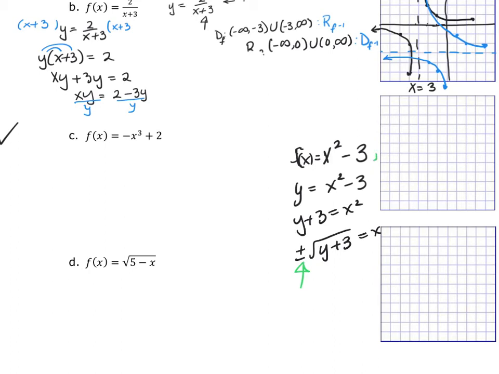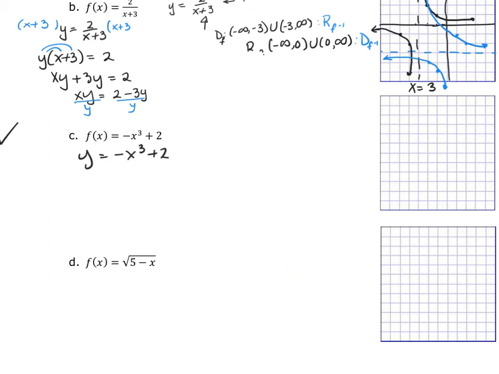And if you remember, we said, okay, if we restrict that at x greater than or equal to 0, then we will have 1-to-1, but otherwise, without that restricted domain, it is not 1-to-1. So going back to this one, we're going to do the same kind of thing. y is equal to negative x cubed plus 2. And go ahead and solve for x on that and determine whether or not it is 1-to-1, please.